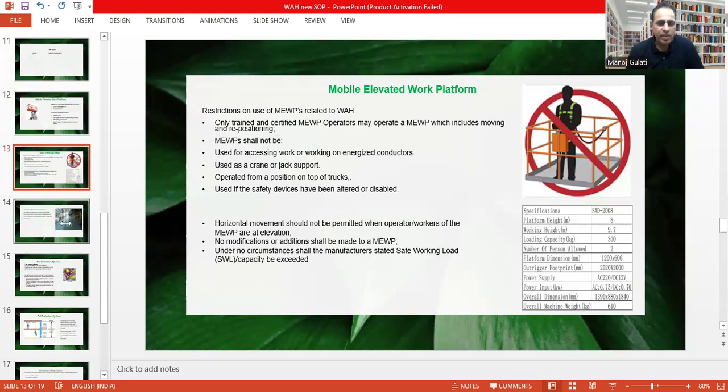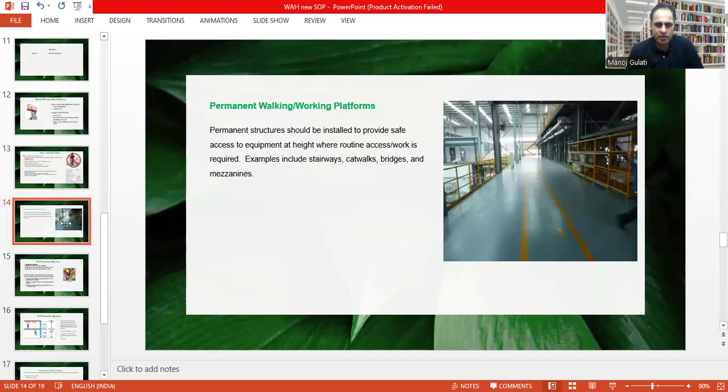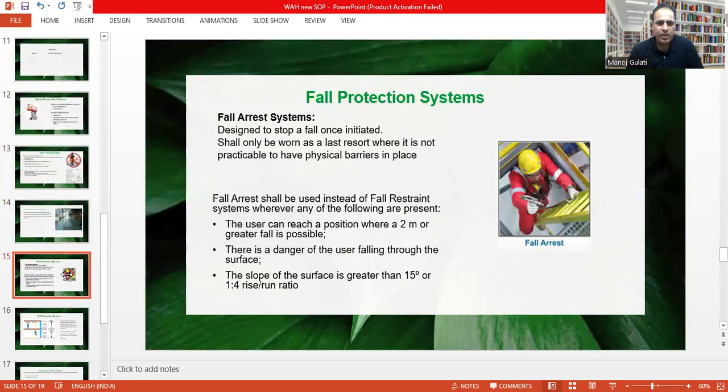The next application of work at height is a permanent working platform. A permanent structure should be installed to ensure safe access to the equipment at height. As you can see, there is a permanent structure which has been fabricated, and it has a proper railing on its side. These kinds of structures are used for work at height applications.